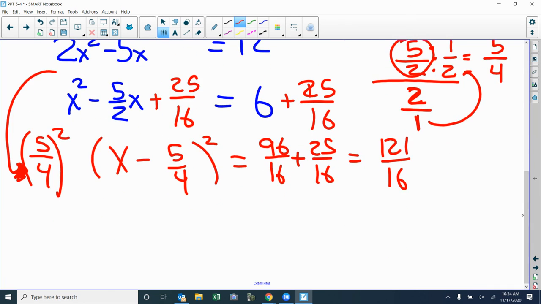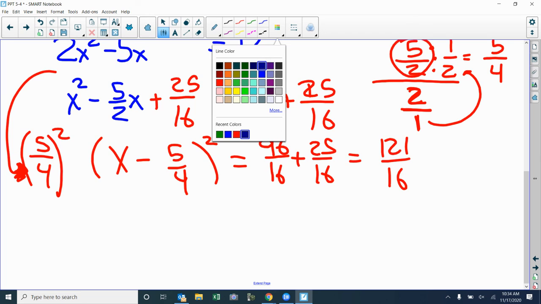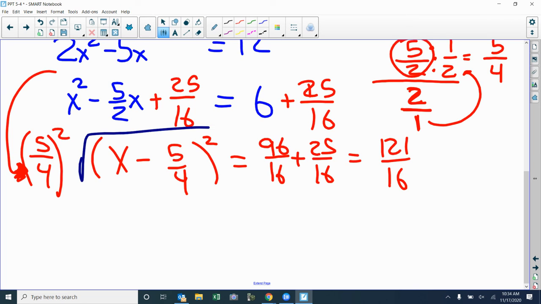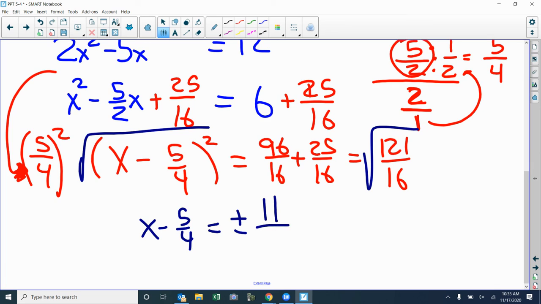So we're ready to move on. So I have the square root of this, and I'm taking the square root of that. So I'm gonna have x minus 5 over 4 equals plus or minus the square root of 121, which is 11. Square root of 16 is 4. Bring this over. x equals positive 5 over 4 plus or minus 11 over 4.